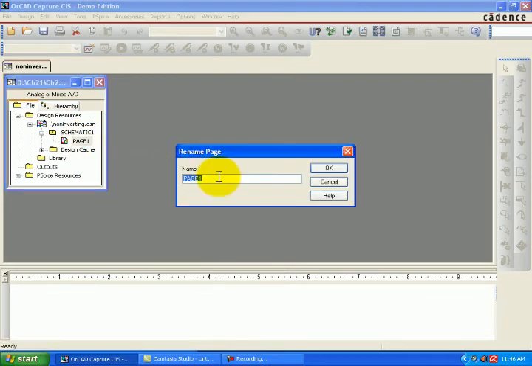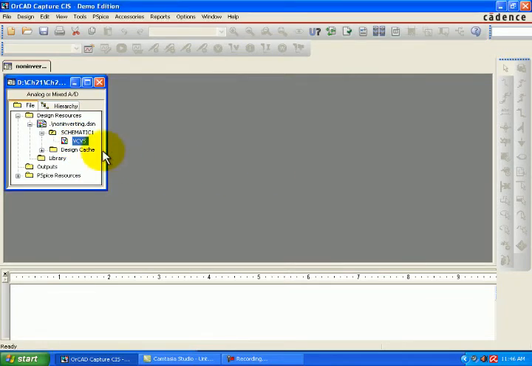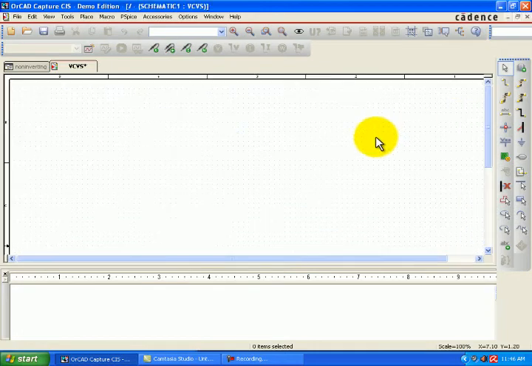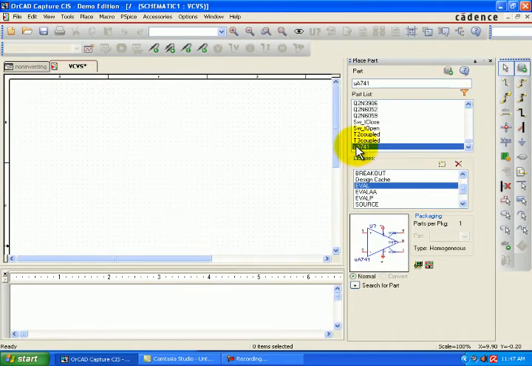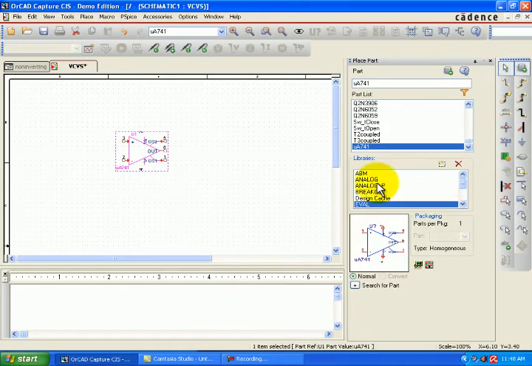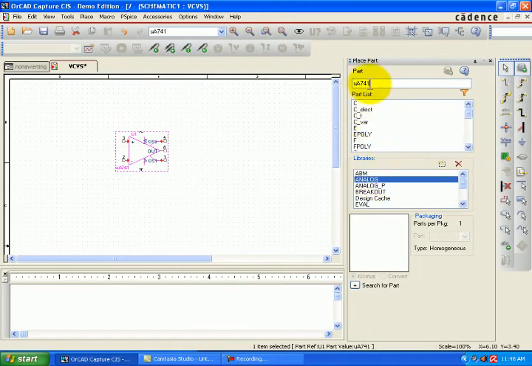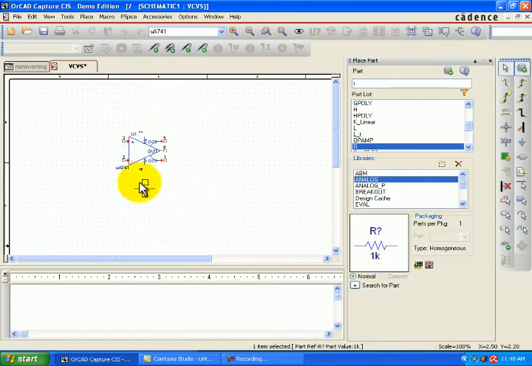Add the op-amp in that. Now in this circuit we need an op-amp. It will be the µA741. Select the µA741 as an analog part. Now two RF resistances, RF1 and RF2. This is the feedback resistance.